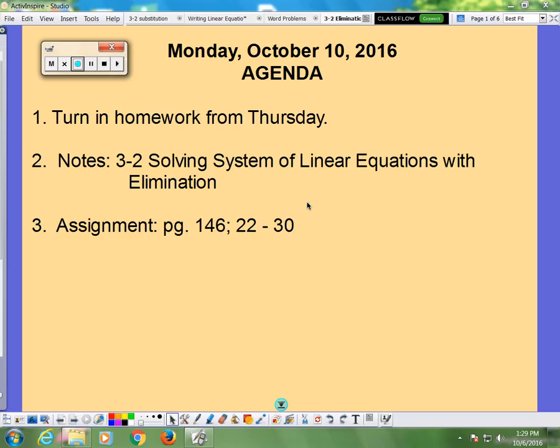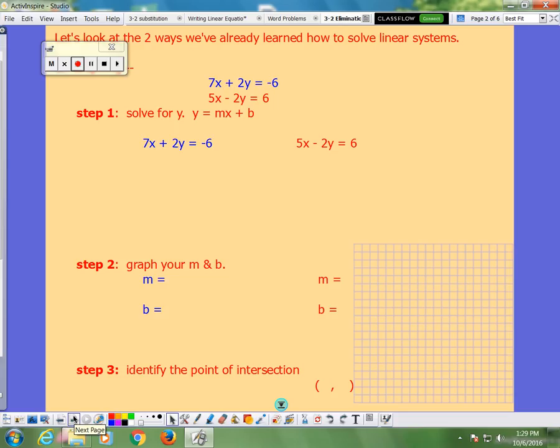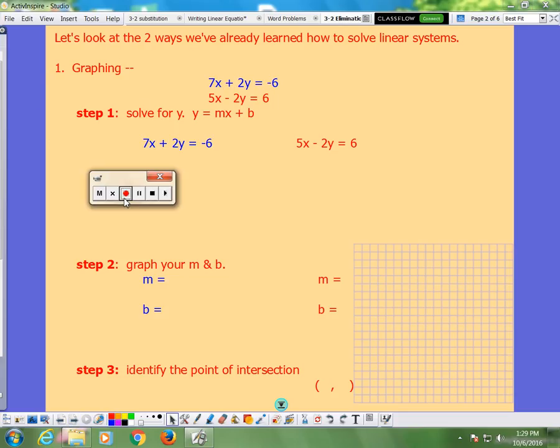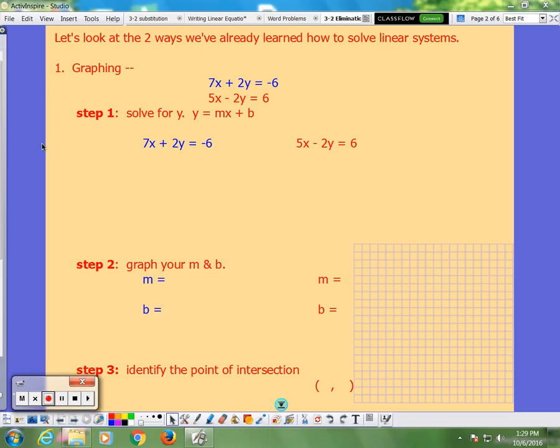Today we're going to do the elimination method. Your homework assignment, and you can rewind this back because you won't remember this later, is page 146, 22 to 30, all. Let's do some review before we get going on this. Let's review how to do the other two methods.